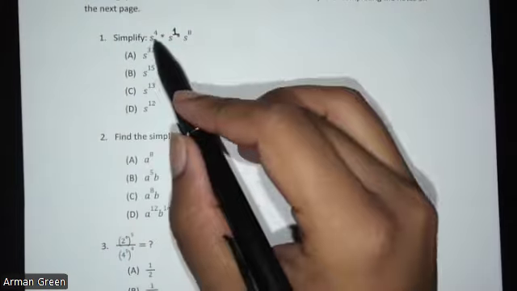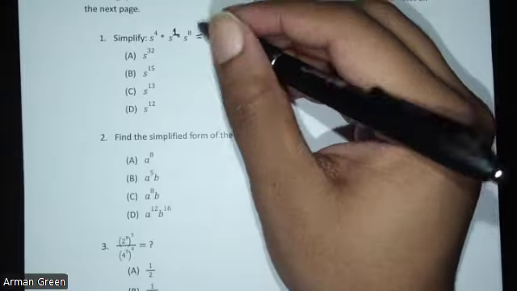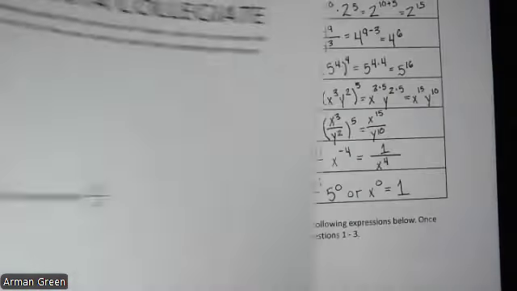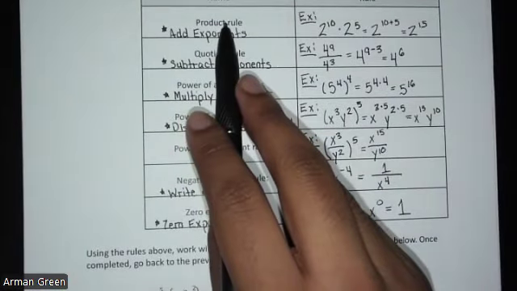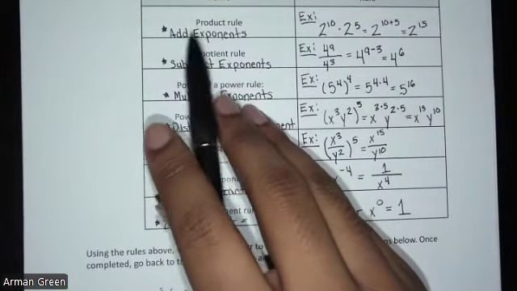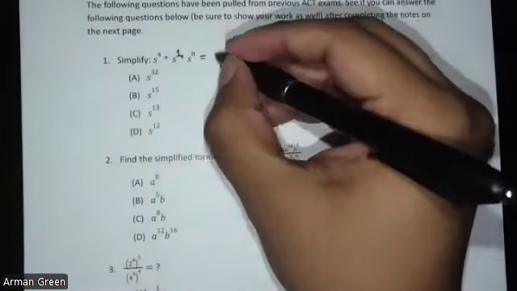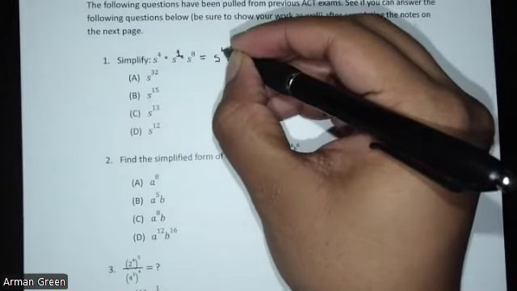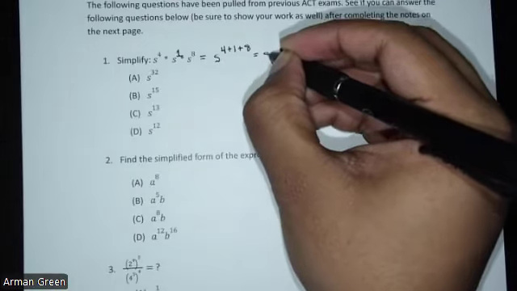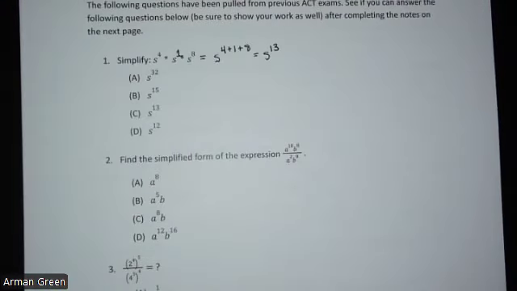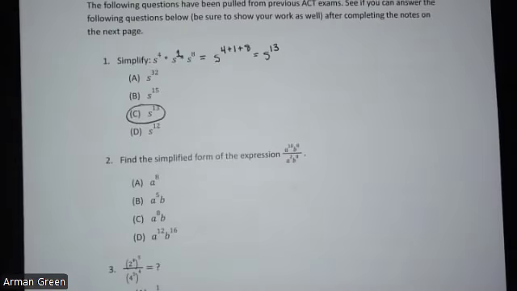Now, if we want to multiply all of these out, if we remember from before, or we can look at the page that we filled in together, this is an example of the product rule. So in this case, we're going to add all the exponents together. We do 4 plus 1 plus 8, and if we add those together, we get 13. So we check our answer choices here. That is letter C.